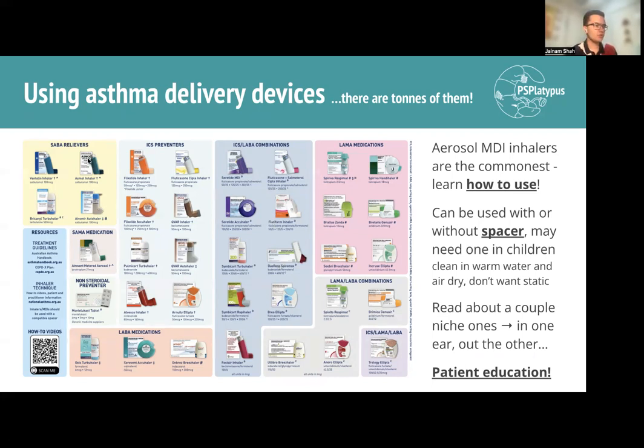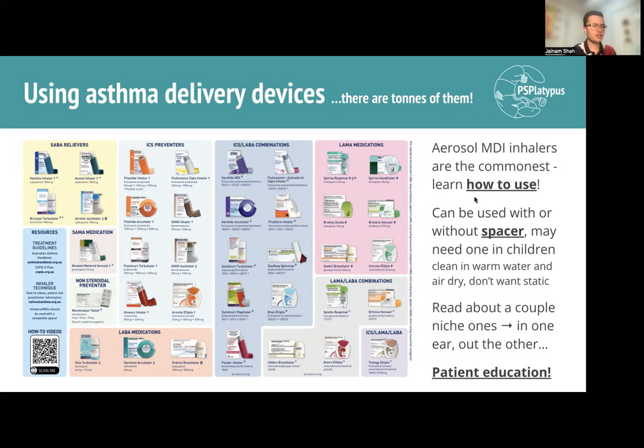So the classical ones would be just the normal aerosol metered dose inhalers. So these ones here, and you can see them in all sorts of forms. So you've got the SABA relievers, you've got the corticosteroid preventers, you've also got combinations and so on, right? So that's the classic one. So you just got the puffer. They're the commonest ones. So definitely sit down and learn how to use them. If you don't have your own, just watch a video, or if a friend or someone in your family has one, just have a look at what it looks like and how they use it.